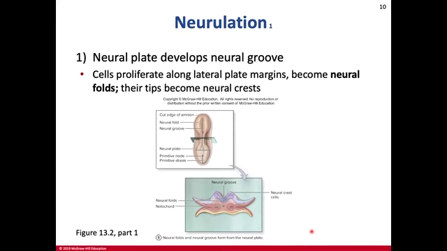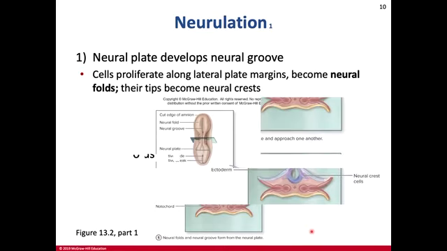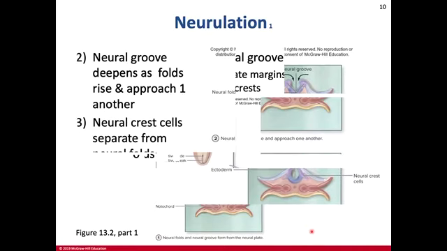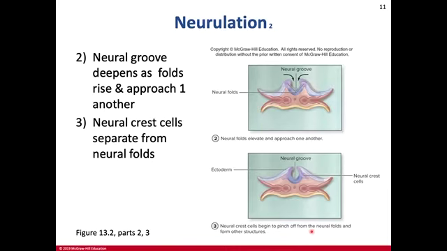The neural plate becomes a neural groove before it becomes a neural tube. Cells reproduce along the lateral plate margins and become neural folds, and the tips of those plates become neural crests, and they migrate out to different structures in the body and contribute to things like the facial bones and some of the special sense organs, okay?